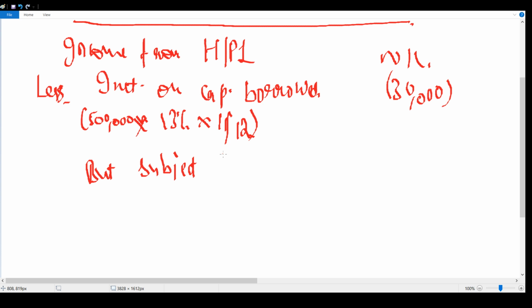As you know, maximum 30,000. So that's why it's 30,000 here. What was the amount of interest? It was 59,000 something. But it was subject to a maximum of 30,000.